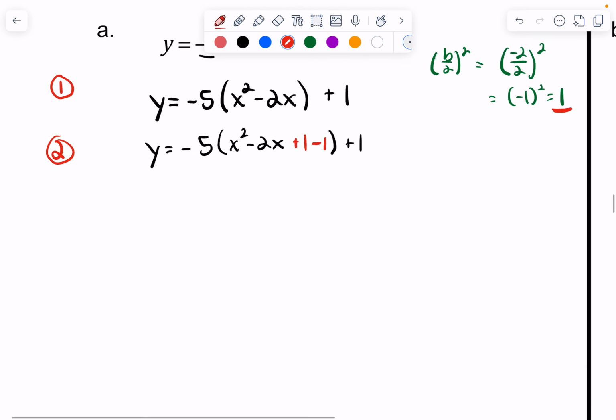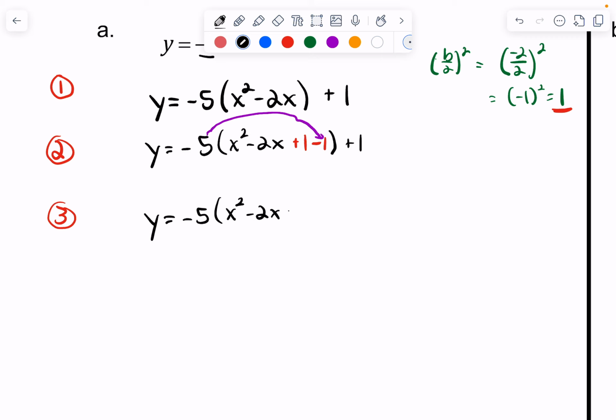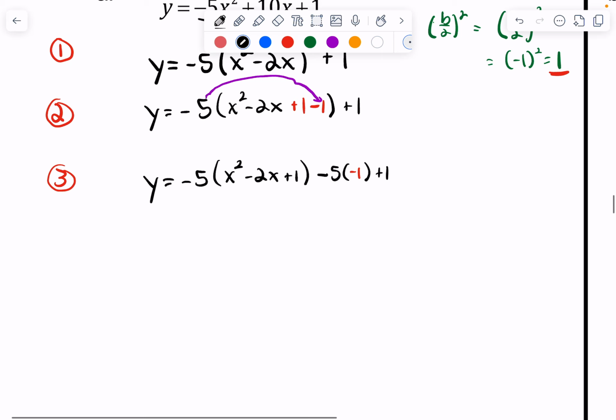The next step, take this minus 5, multiply this minus 1, only the minus 1 because you're trying to create a perfect square trinomial. So x squared minus 2x plus 1. And now on the outside, you have that minus 5 times the negative 1, adding that 1. So now this becomes step 4.